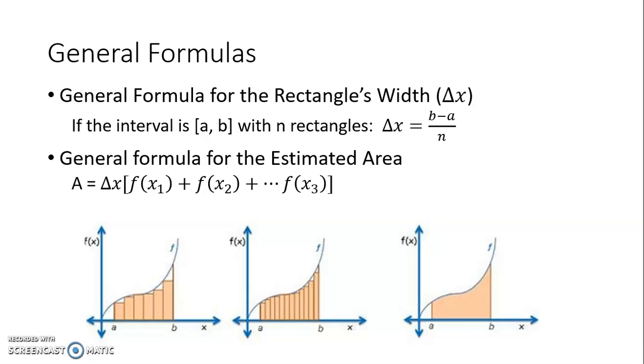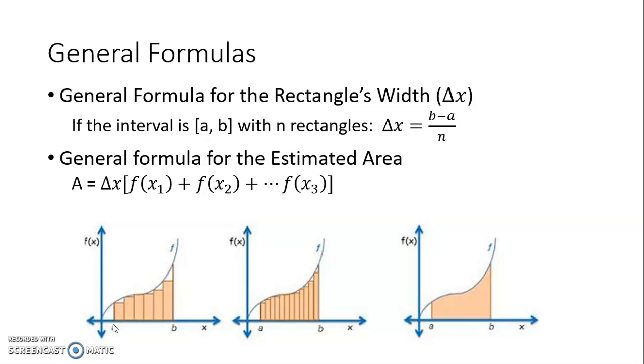So some general formulas we have are formulas for the rectangle's width and formulas for the estimated area. For each rectangle's width, we would need to know how many rectangles we want, the starting point of the interval we want the area of, and the ending point of the interval. So if I take the total distance here, which would be the ending point minus the starting point, and I divide it by the number of rectangles I want, that will get me the total width of each rectangle if each of them is an equal length. Okay, so to find the width of each rectangle, you would do the furthest point you want minus the closest point to the y-axis and divide by the number of rectangles.